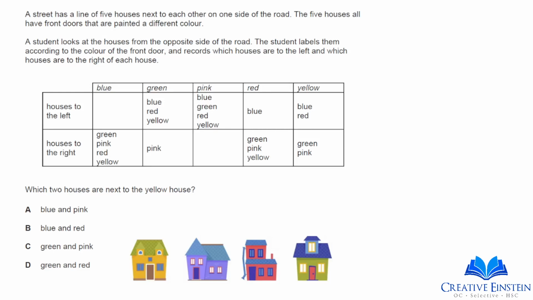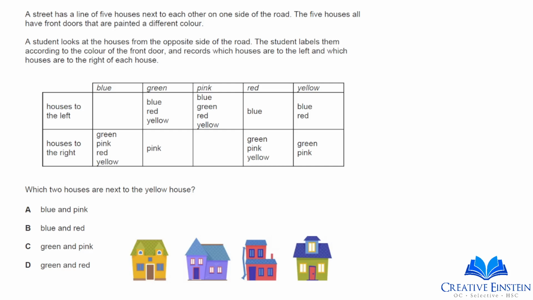So in this question we're looking at houses and the order of houses. A street has a line of 5 houses next to each other on one side of the road. The 5 houses all have front doors that are painted a different colour. A student looks at the house from the opposite side of the road. The student labels them according to the colour of the front door and records which houses are on the left and which houses are on the right of each house.